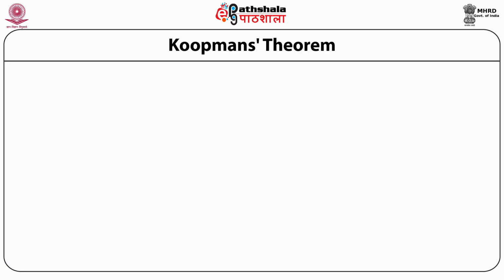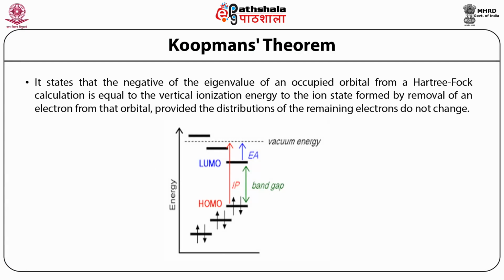Koopmans' theorem. Koopmans' theorem states that the negative of the eigenvalue of an occupied orbital from a Hartree-Fock calculation is equal to the vertical ionization energy to the ion state found by removal of an electron from that orbital, provided the distributions of the remaining electrons do not change. In other words, Koopmans' theorem states that the first ionization energy of a molecule is equal to the negative of the energy of the highest occupied molecular orbital.